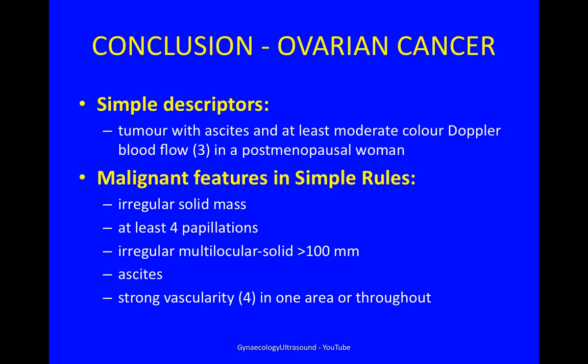So in conclusion, when you are looking for ovarian cancer, you may get it on a simple descriptor as a tumour with ascites and at least moderate colour Doppler blood flow in a postmenopausal woman. Or you may see malignant features from simple rules: irregular solid mass, at least 4 papillations, irregular multilocular solid mass of more than 100 millimeters, ascites, or strong vascularity in one area or throughout.